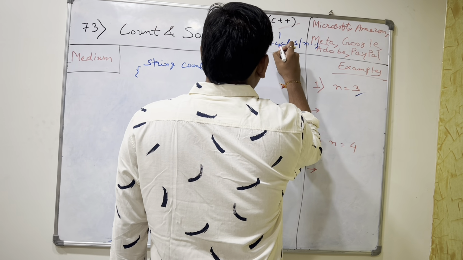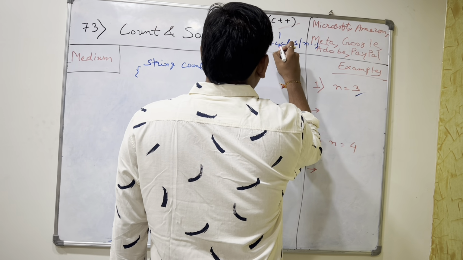Like for 1 it is 1, right? So we will be counting how many ones are there. There is one, so we count the number of digits in this one. This count is 1, and what is the digit? 1. So it would be 11. So count and say 2 is 11.